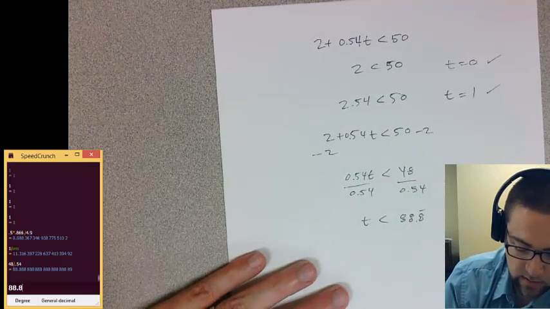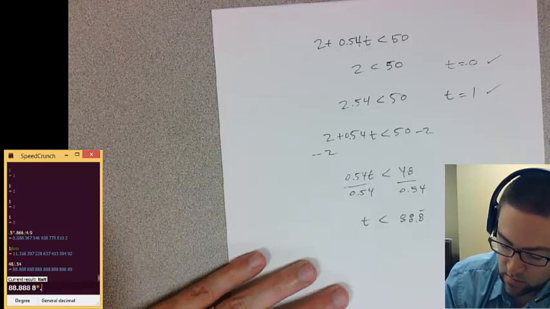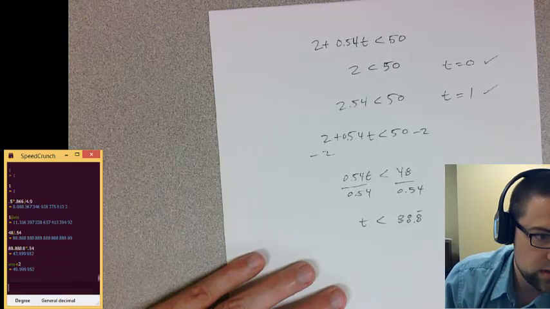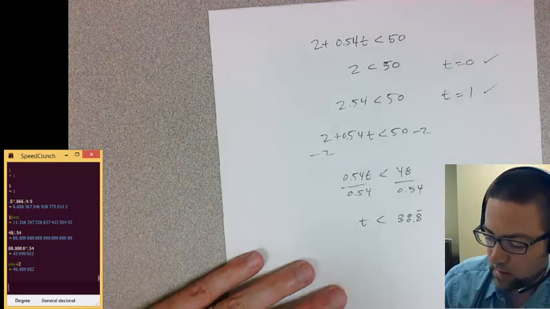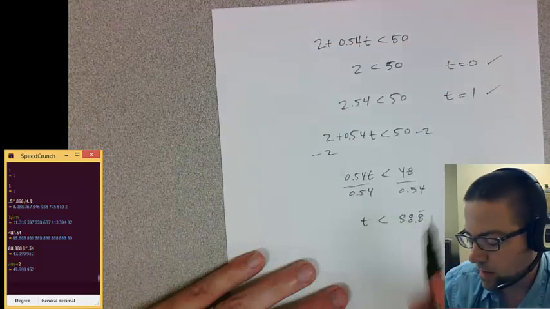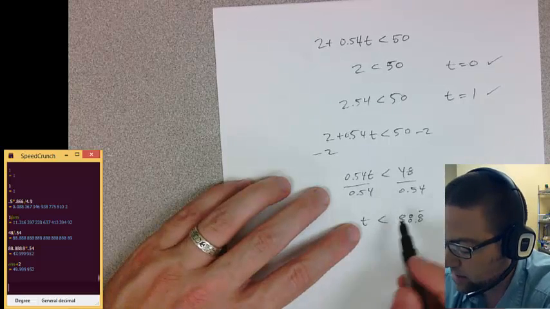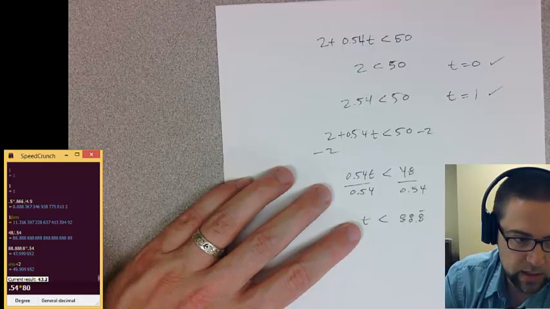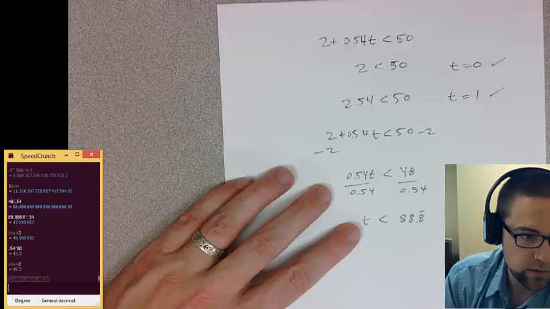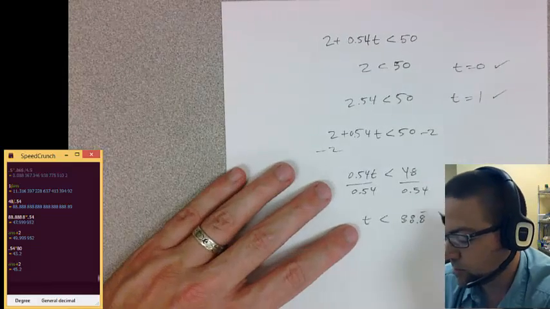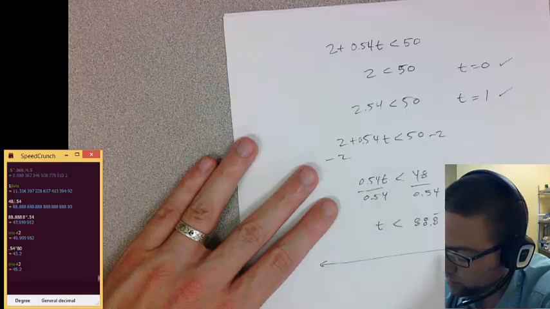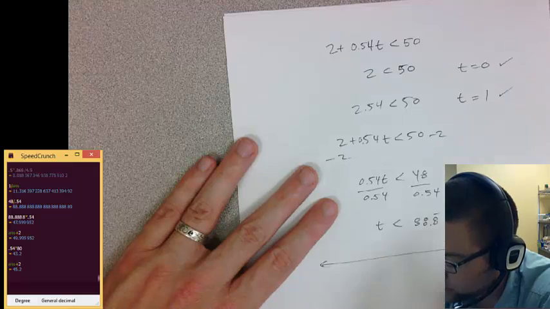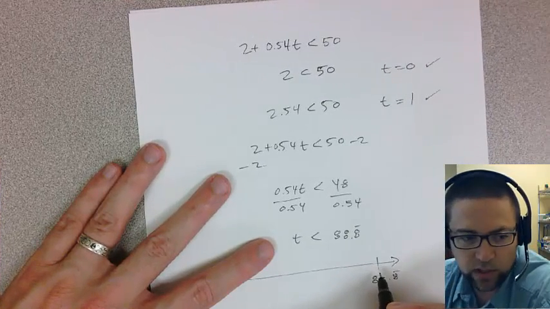So if I put in 88.88 times 0.54, and then I add 2, it's pretty close to 50, which I approximated. So yeah, that's when it's equal, but anytime t is less than that value, so if I pick 80, it should be true, right? So 0.54 times 80 plus 2, yeah, that value is less than 50. So all the values that would be true would be all the values that are less than this 88.8 continuous, right? The value itself would be equal to, though.